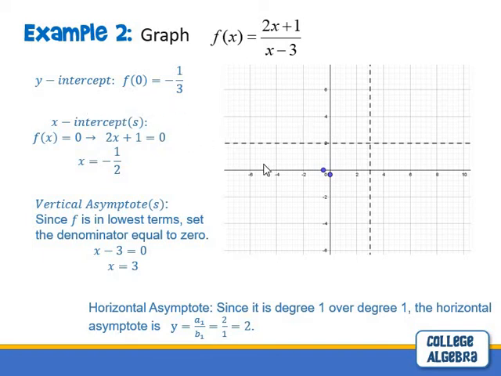We just have a couple of points so far. We have the y-intercept at -1/3, the x-intercept at -1/2, and really important, the asymptotes.